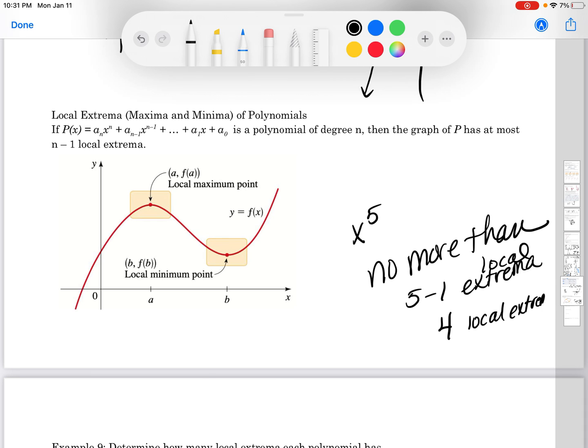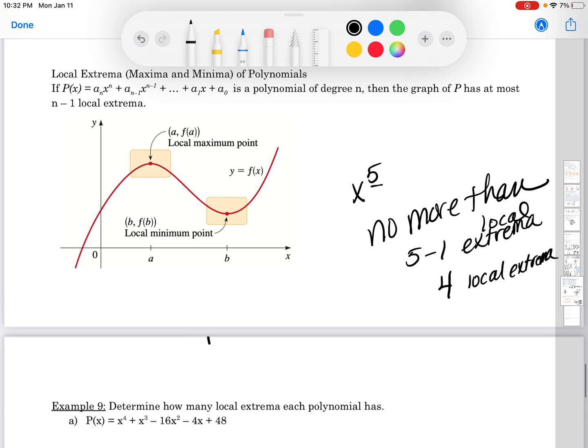That doesn't mean there has to be 4. There might only be 1. There might be none at all. Well, I guess there would have to be 1, but there might be only 1. But there can't be any more than 4. That is the most that I'm allowed to have, and that's all based on this degree. So 1 less than the degree.